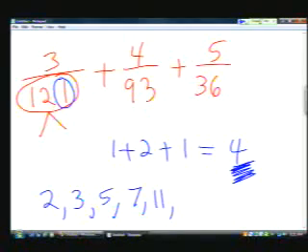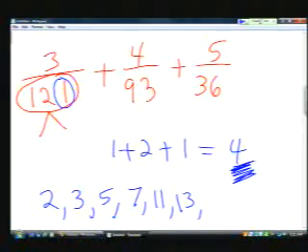Is 12 prime, Rachel? No, it's not. And Jonte, why is 12 not prime? Because you can divide other numbers into it. Yeah, 3 times 4, 2 times 6. So 12's not prime. Is 13 prime, Rachel? Yes, it is.